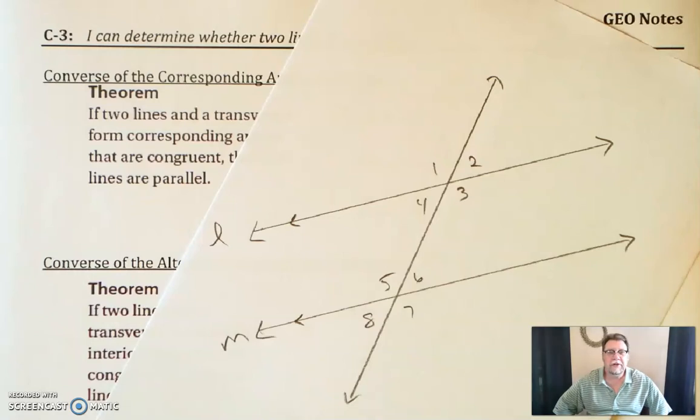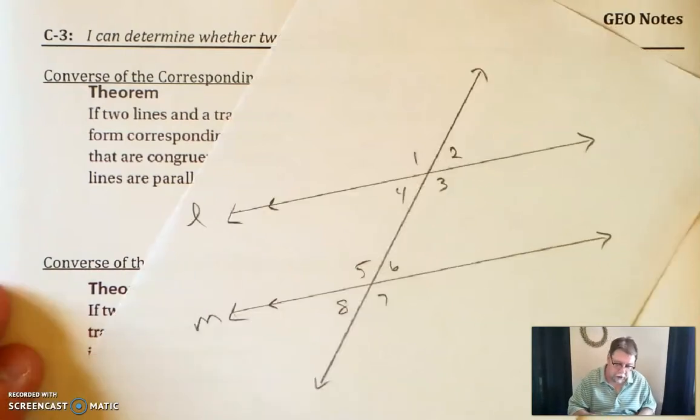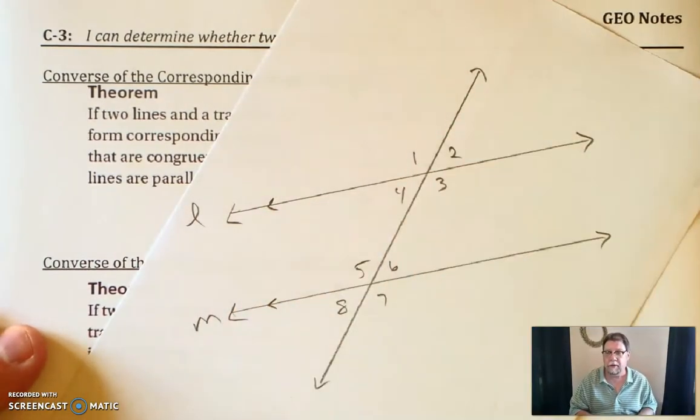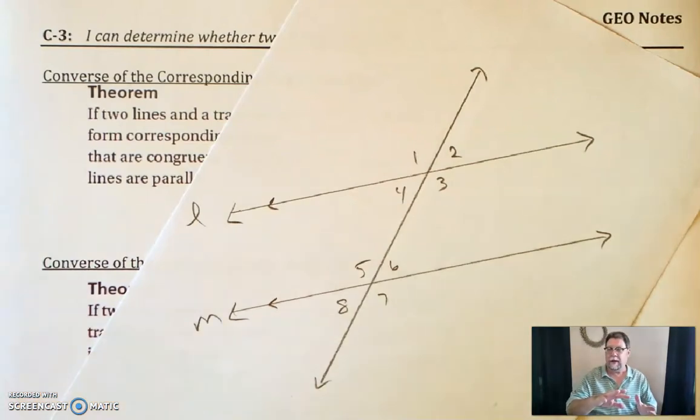Here's section C-3. We're going to determine whether two lines are parallel. We'll do a different type of proof. We're still going to talk about parallel lines and a transversal cutting through them. But we're going to talk about this in a different way than we did in the last section.